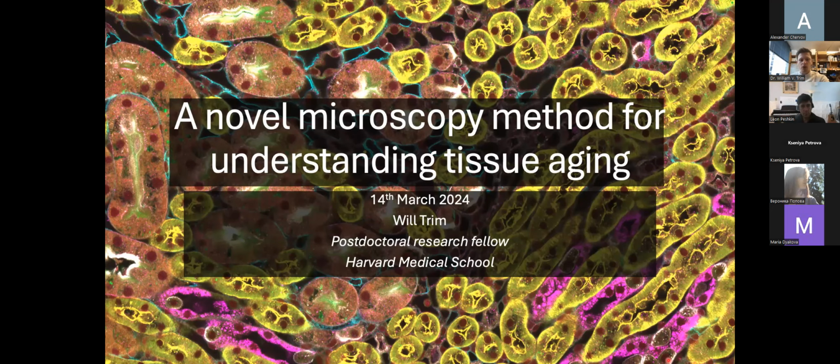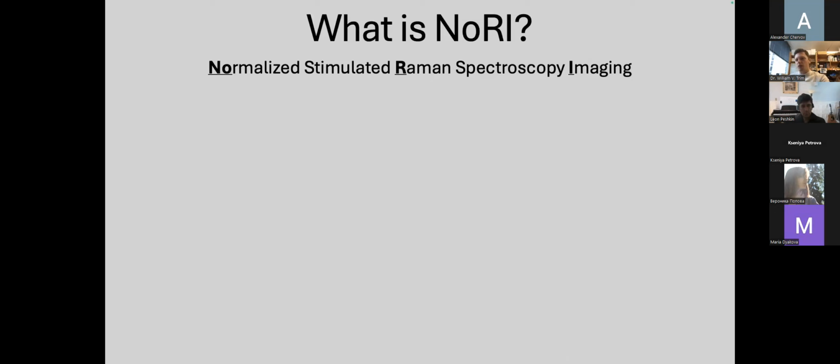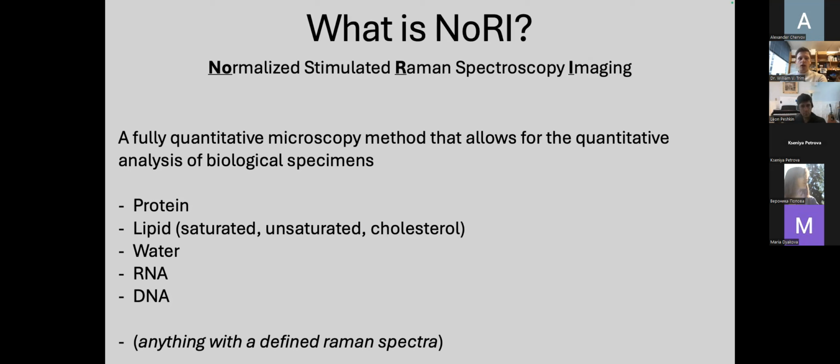So first of all, what is NoRI? This is the name of our microscope, which was built by a previous lab member. It's normalized stimulated Raman spectroscopy imaging. NoRI is much easier to remember. Basically, it's a form of microscopy that is fully quantitative, and it allows us to analyze biological specimens, and that is single cells, whole tissues, live and fixed. So huge versatility here, and importantly, this is label free.